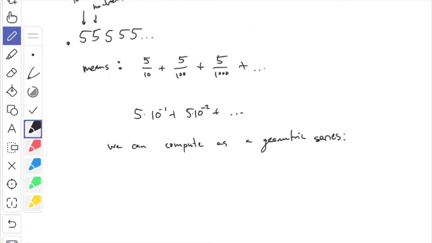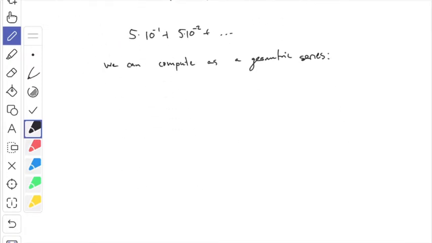In this particular example, the a is always the first term, so 5 times 10 to the minus 1, and the r is the ratio of the second, 5 times 10 to the minus 2, divided by the first, 5 times 10 to the minus 1. Cancel that business out, I get 10 to the minus 1, in other words, 1/10. So the r is 1/10.